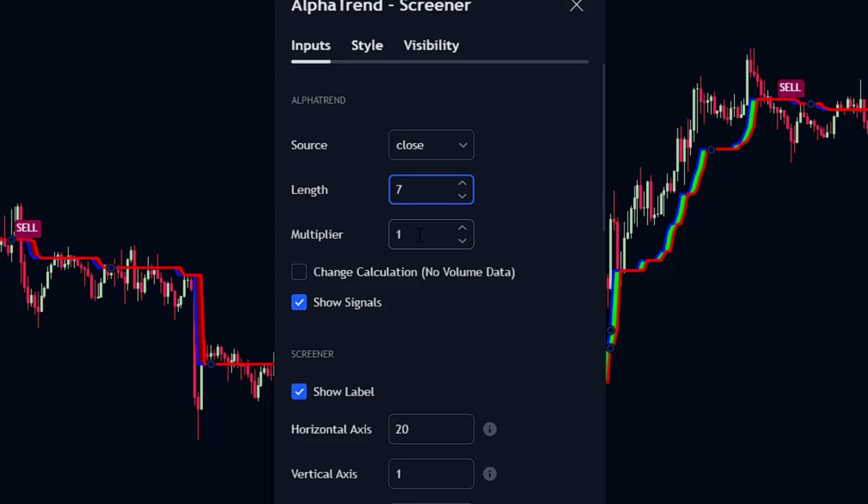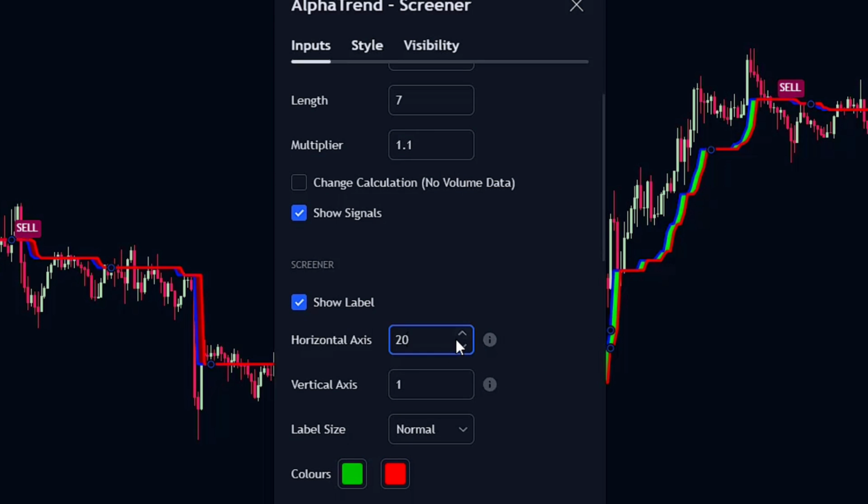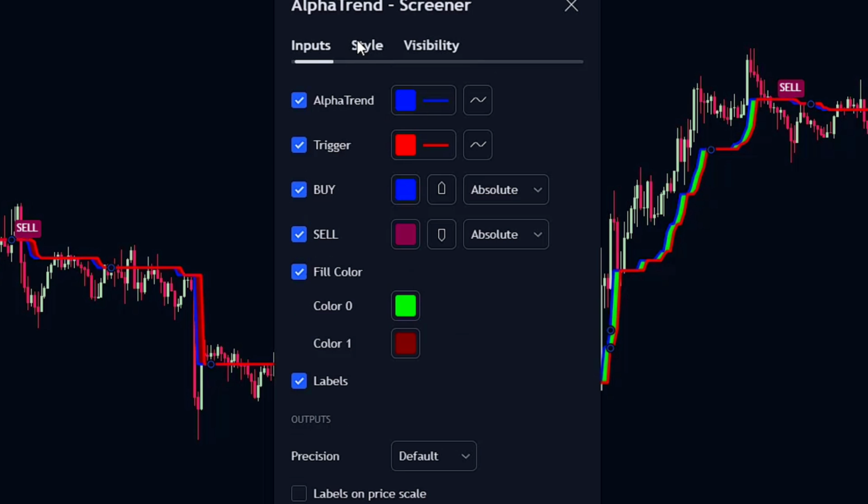Set the length to 7. Set the multiplier to 1.1. Set the horizontal axis to 21. Set the vertical axis to 2. You can leave the other settings as they are, and there's no need to make any changes in the Style tab either. All right, let's break it down.